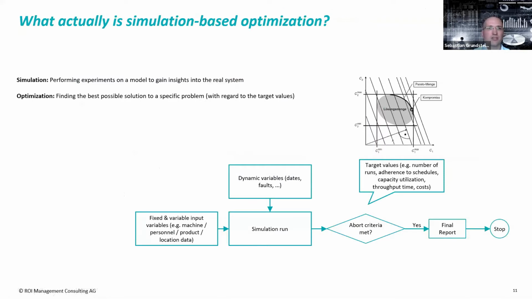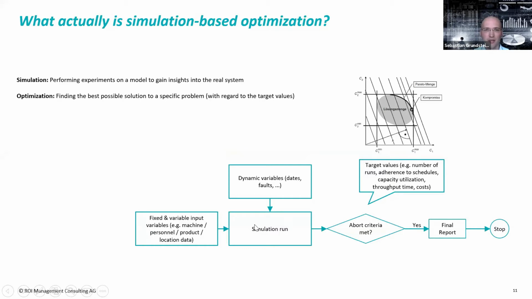What is simulation? The last definition slide for today. And what is optimization? So I'm talking of two words. Simulation means performing experiments on a model to gain insights into the real system. That means we have a model of the real system and we transfer the insights we gain on the model to the real system. And optimization means finding the best possible solution to a specific problem. So this is what you see out of the definitions. It is very powerful to combine these two methods. Doing a simulation and also combining it with an optimization.